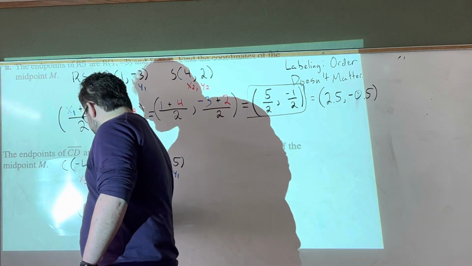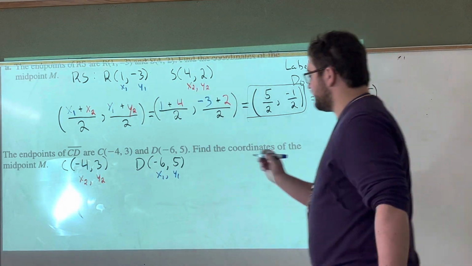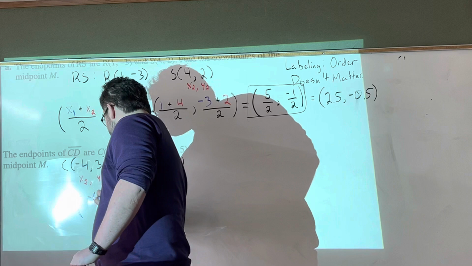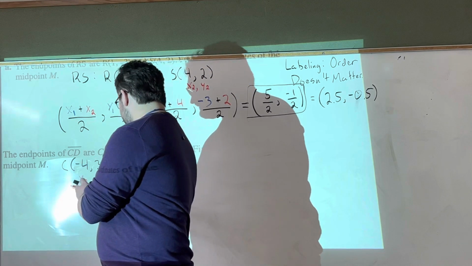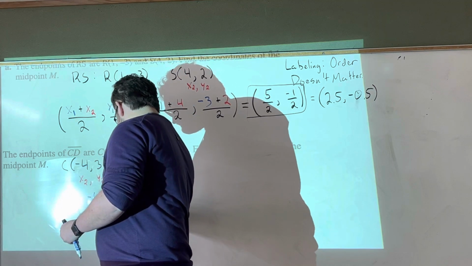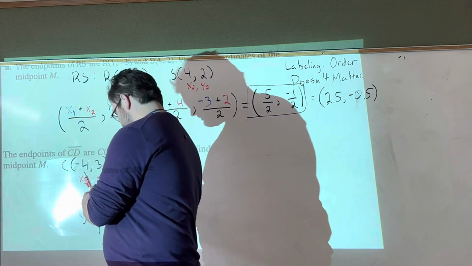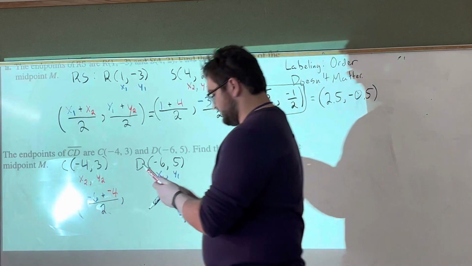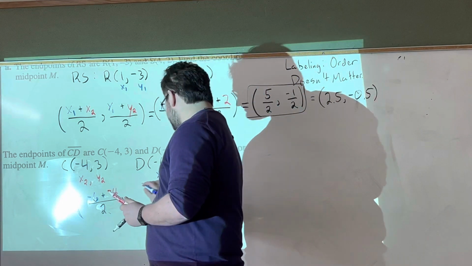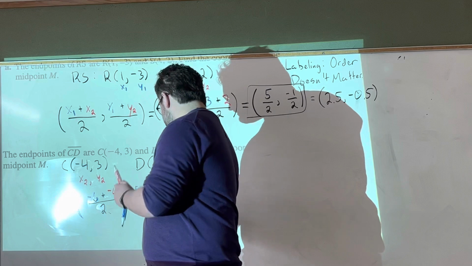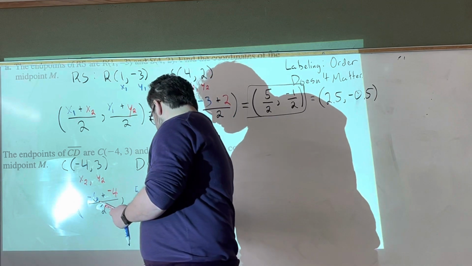We can go to our midpoint formula again. So, for the first number, we add the x's together. So I'm going to take my negative 6 plus negative 4 over 2. And then for my second point, I'm going to take my y's and add them together. So that'll be 5 plus 3 over 2.